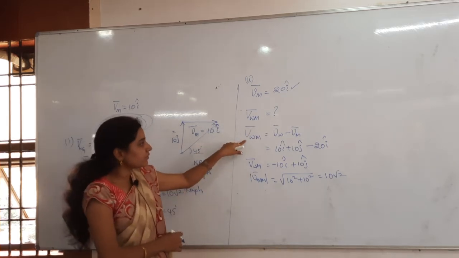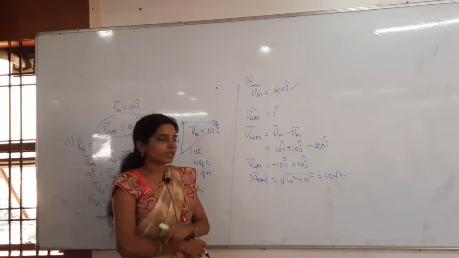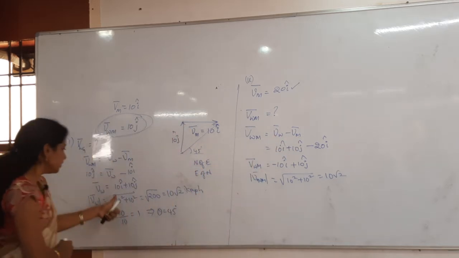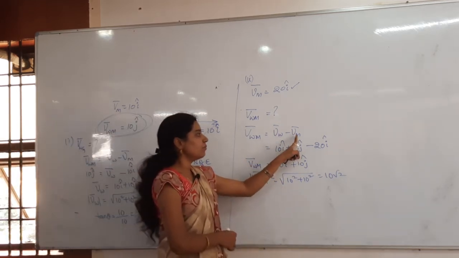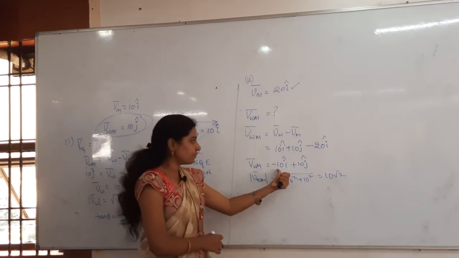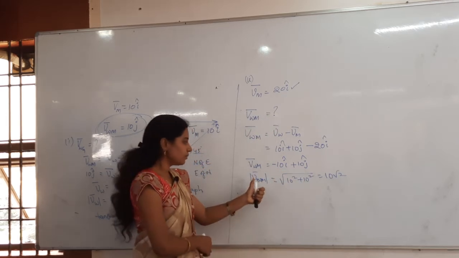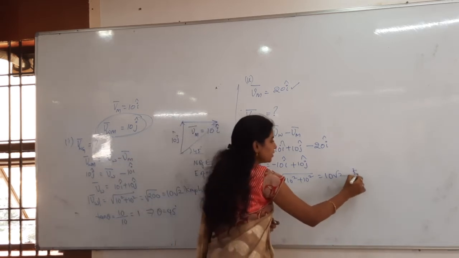Yes, then the velocity of the wind with respect to man is the velocity of the wind minus the velocity of the man. What is the velocity of wind we got? 10 i cap plus 10 j cap, which I have substituted here, minus the velocity of the man, which is how much? 20 i cap. Then minus 10 i plus 10 j. Then the modulus of VWM is equal to how much? 10 root 2 kilometers per hour again.